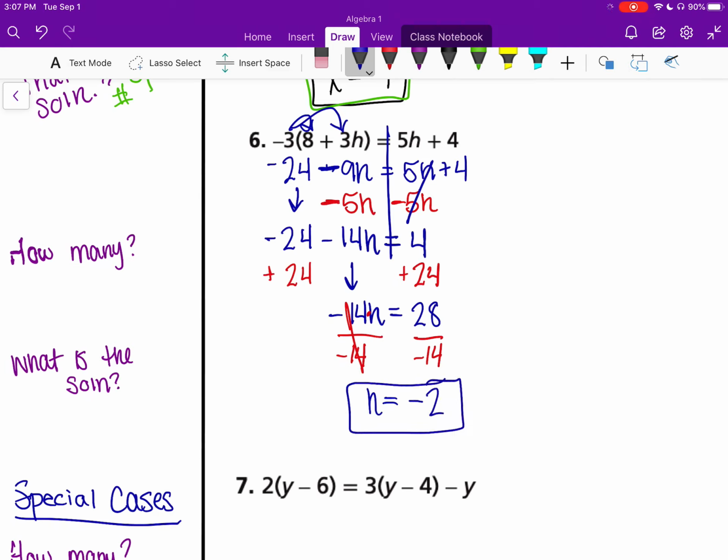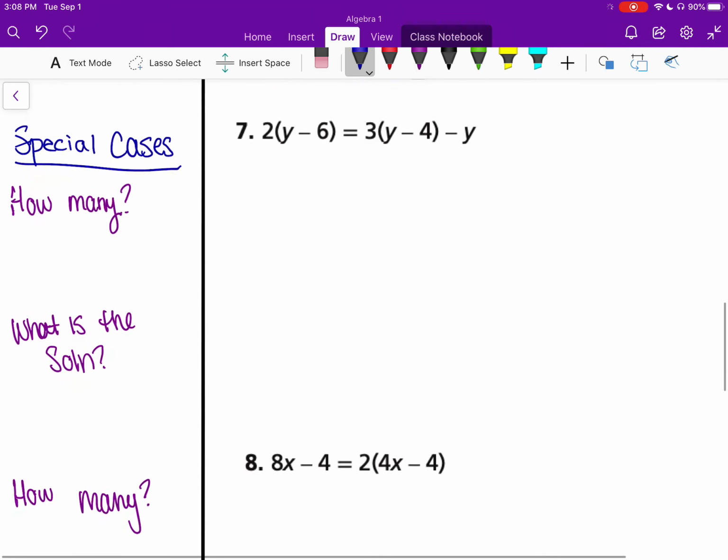This is another equation that, if we were asked how many solutions does it have, it only has one. I'm writing that on my left-hand side. If we want to know what the solution is, it's negative 2. Negative 2 is the only number that works to make this equation true. We have some special cases where there's not always just one solution, and we're going to see that example now.